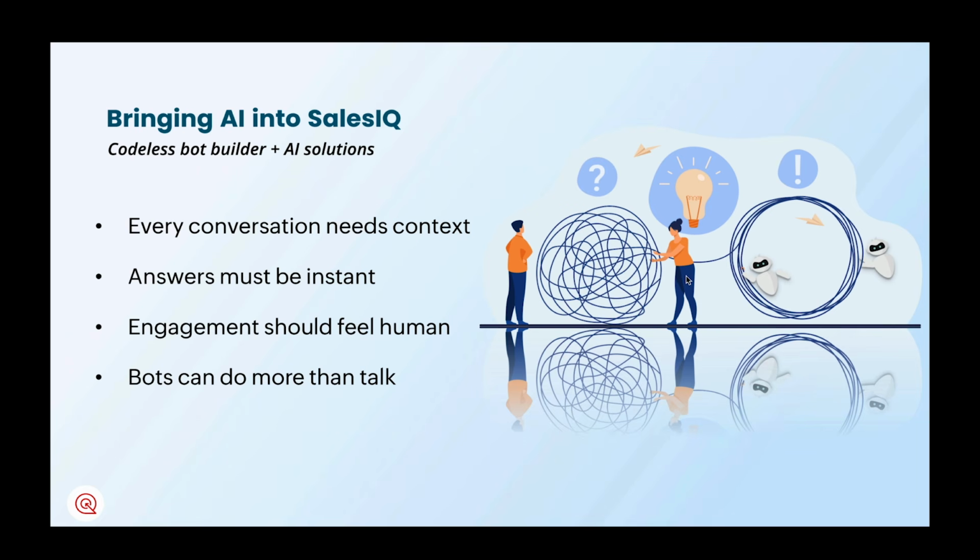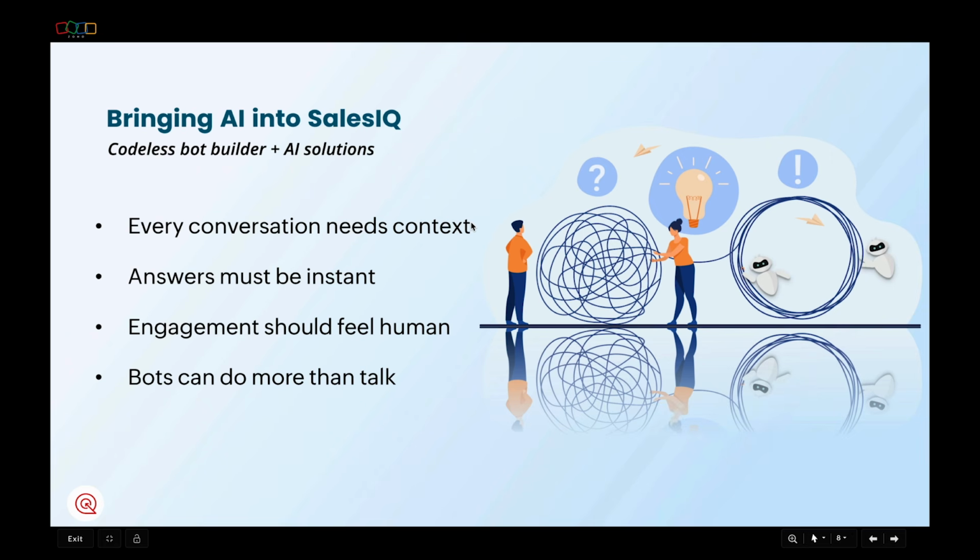But if we break it down, most of these challenges actually fall into four main buckets. And that's where AI powered chatbots can make a real difference. But even with chatbots, there are certain problems which we need to address. The first one: every conversation needs context. Not every customer needs the same response. A cancellation request shouldn't be treated like a simple FAQ.